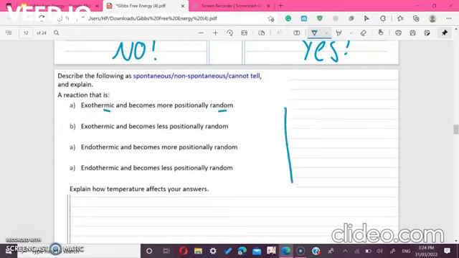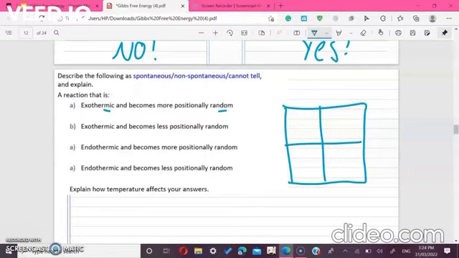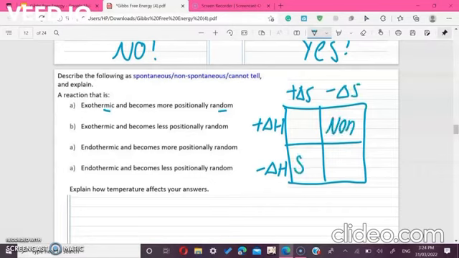Now let's draw the figure again. Here's positive delta H, here's negative delta H, here's positive delta S, and here's negative delta S. Here's non-spontaneous, here's spontaneous, here's spontaneous at high temperatures, and here's spontaneous at lower temperatures.